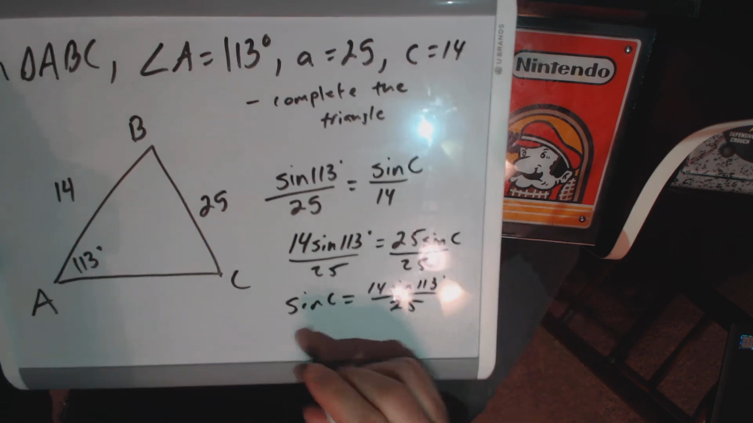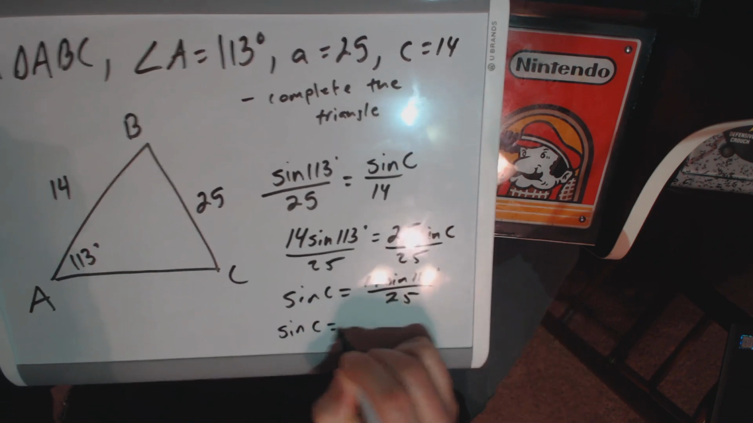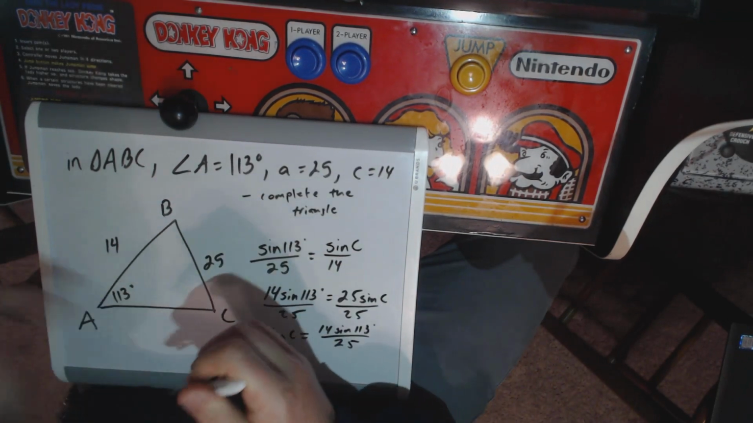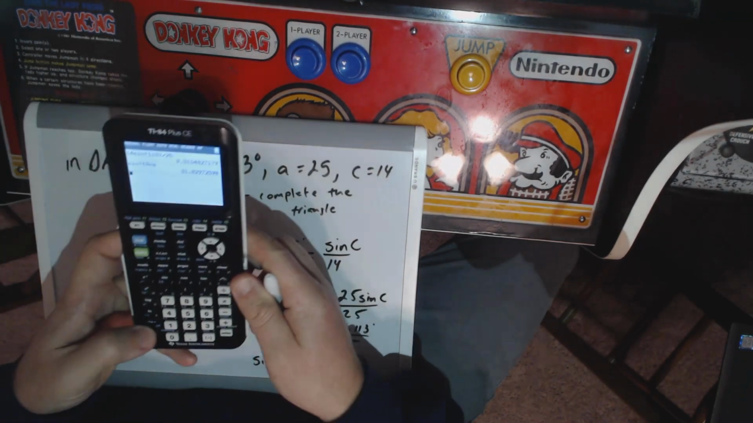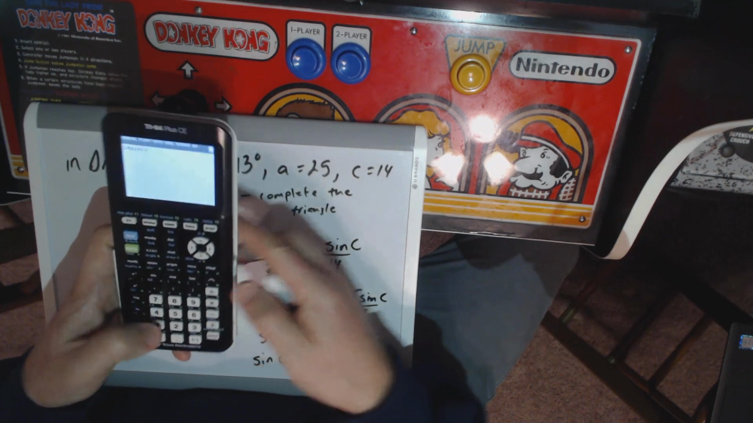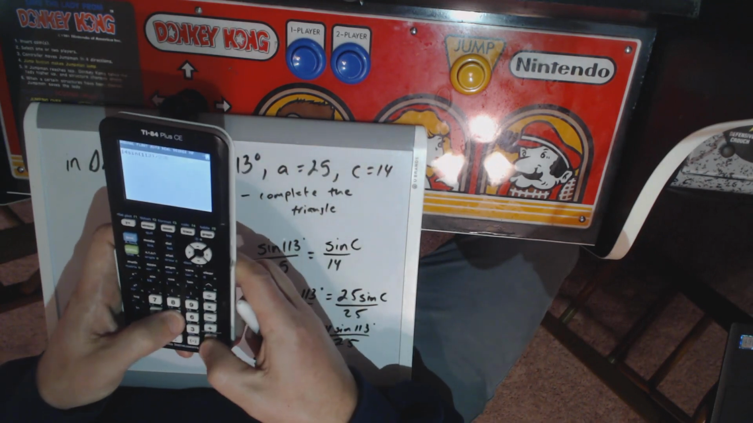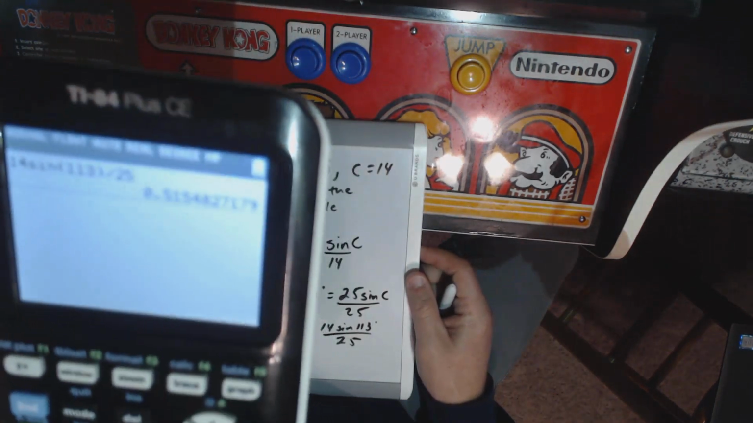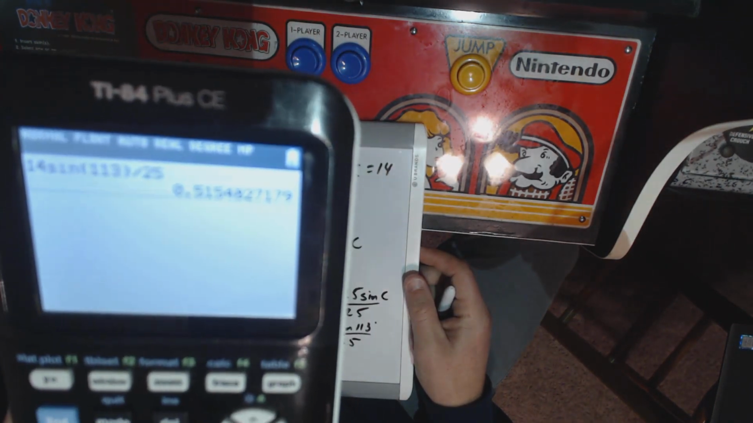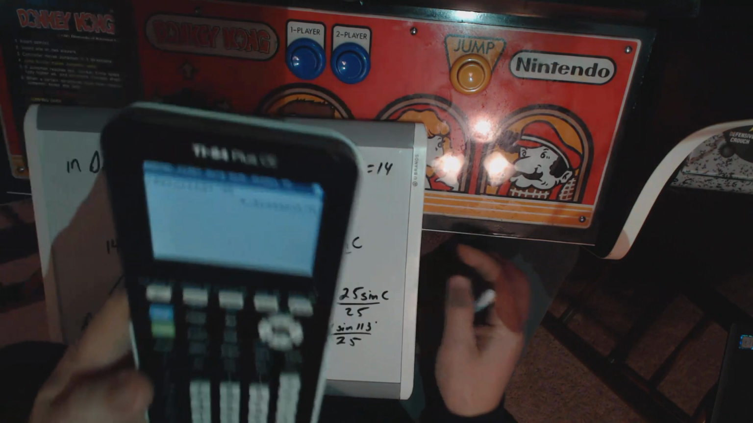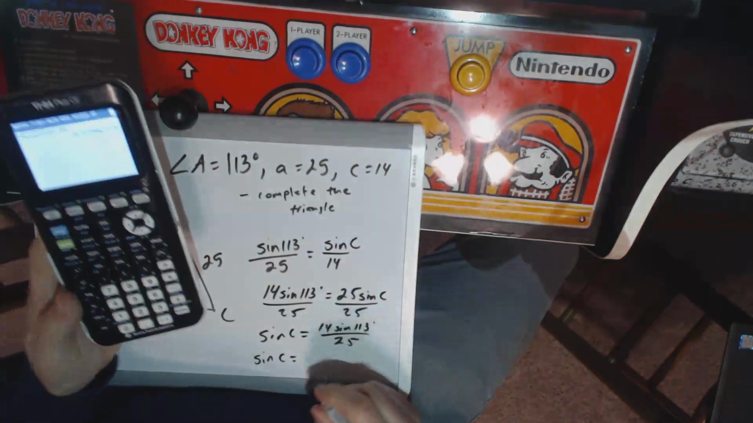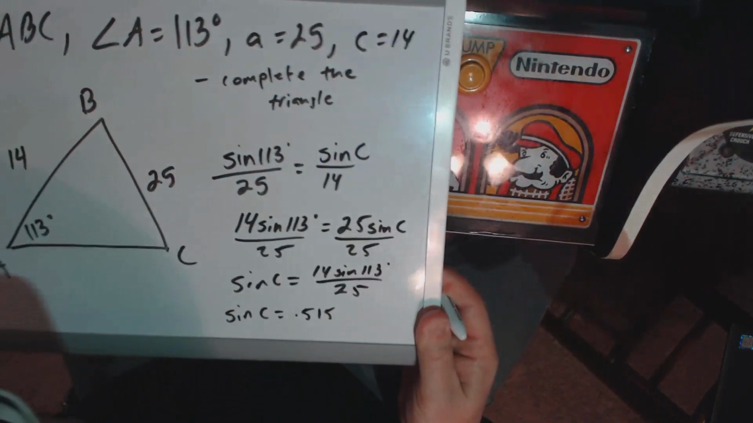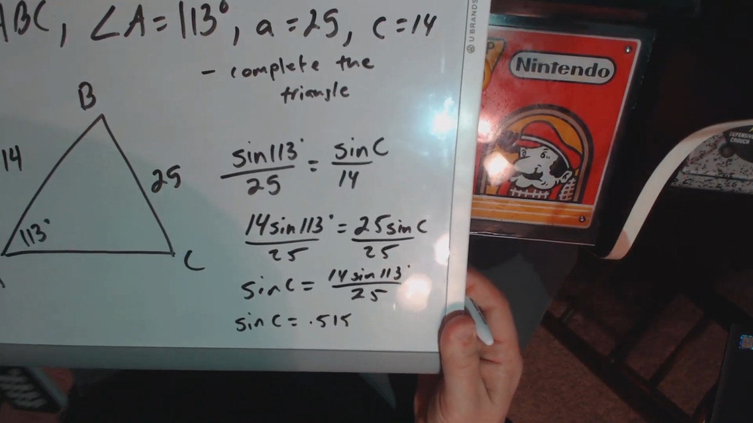Now, here's the deal. I'm going to go to my calculator real quick. I'm going to type in 14 sine 113 divided by 25. And it says about 0.515. So sine C is about 0.515.